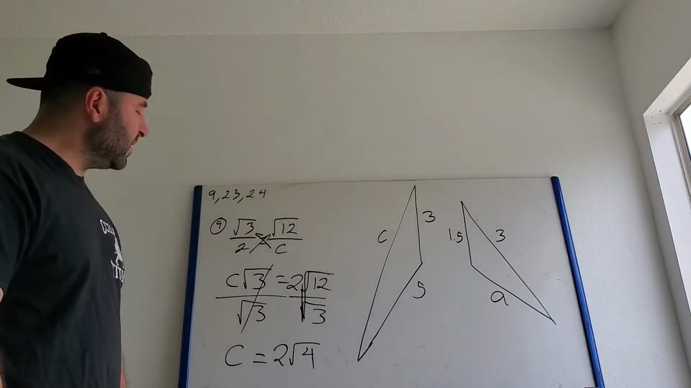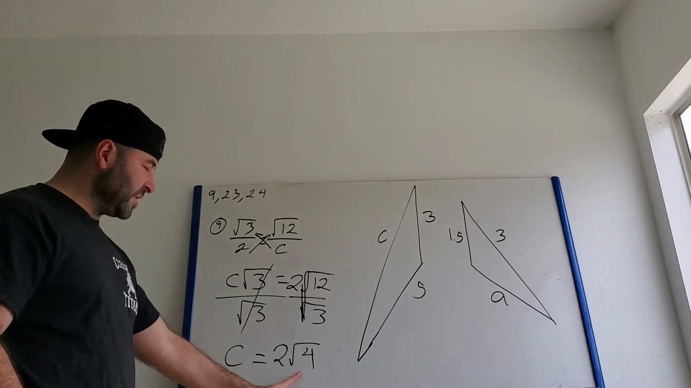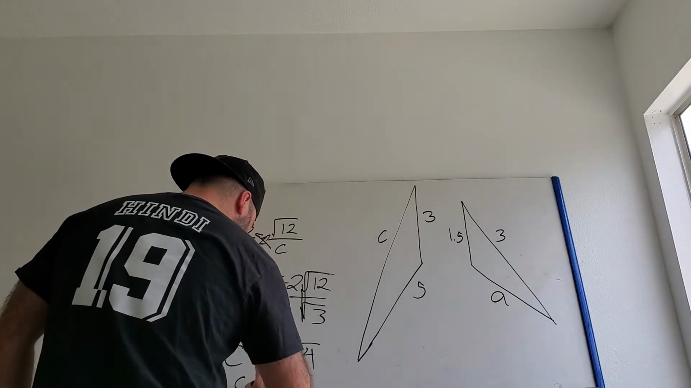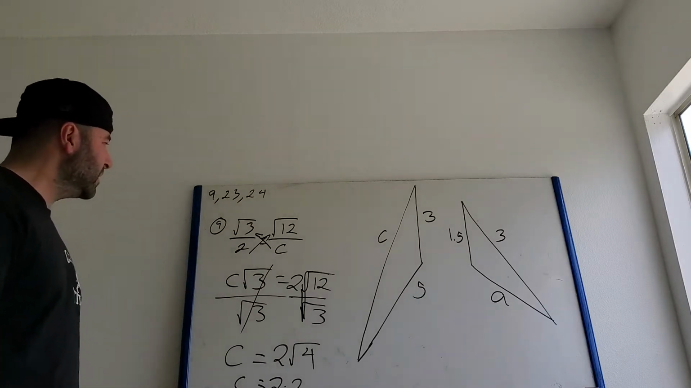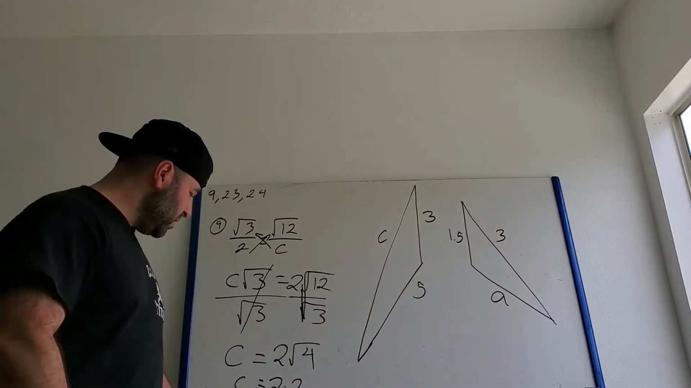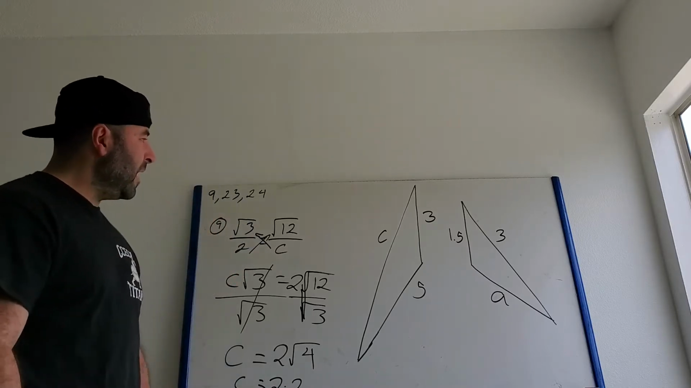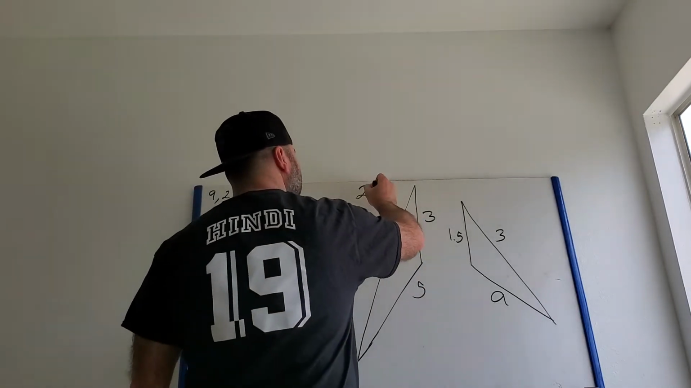And then that looks a little bit more comfortable, more familiar for us. So we can simplify a square root of 4, and we end up with c is equal to 4. Okay? So that's how you work out number 9. Moving along over here, this is number 23.